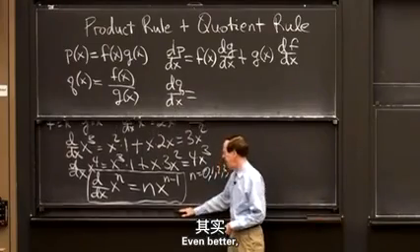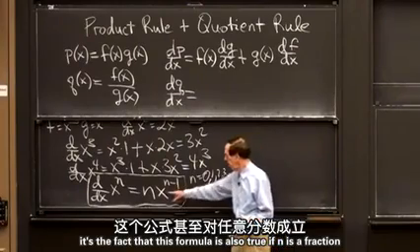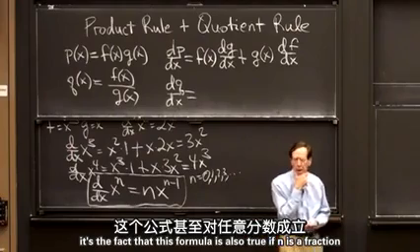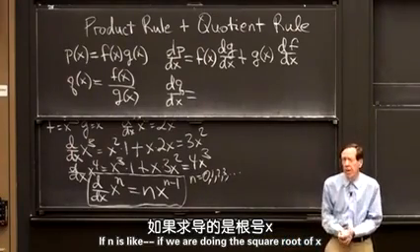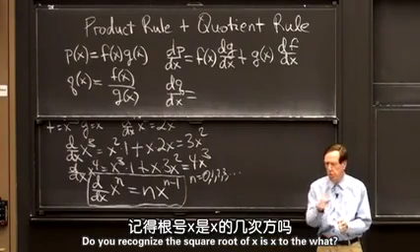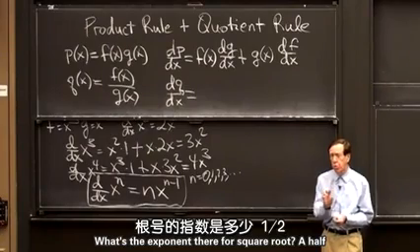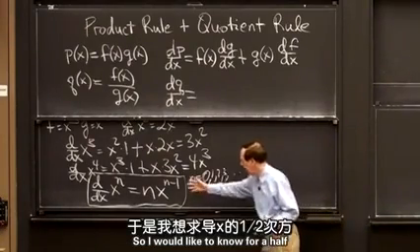Even better is the fact that this formula is also true if n is a fraction. If we're doing the square root of x, you recognize the square root of x is x to the, what's the exponent there for square root? A half.